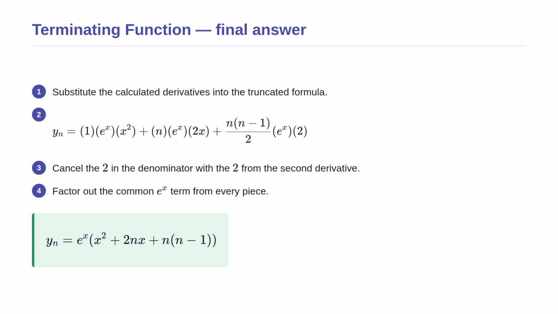We substitute our specific derivatives and the standard algebraic equivalents for the binomial coefficients into our truncated formula. Next, we simplify the expression by cancelling the 2 in the denominator with the 2 from our second derivative. Finally, we factor out the common e to the power of x term from every single piece. This gives us our final elegant equation. You can now instantly calculate any derivative of this product just by plugging in a number for n.